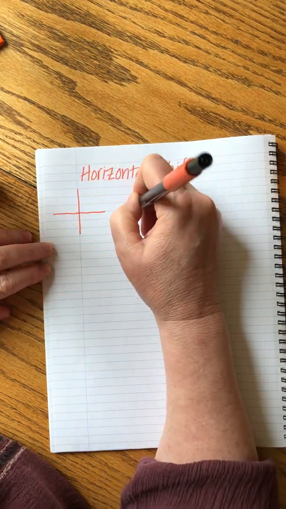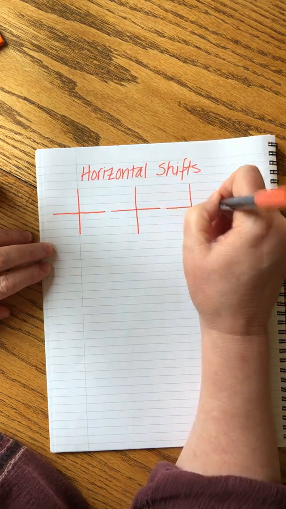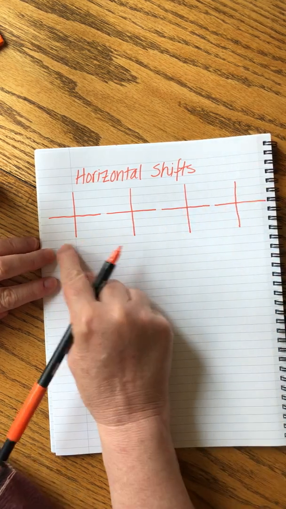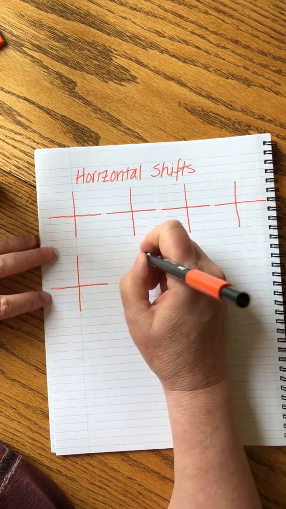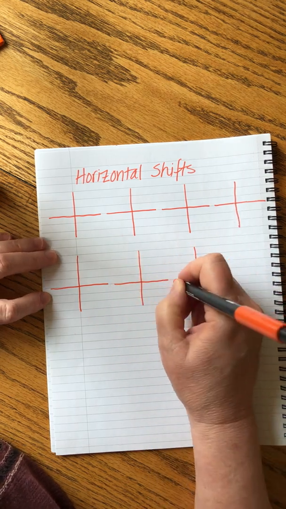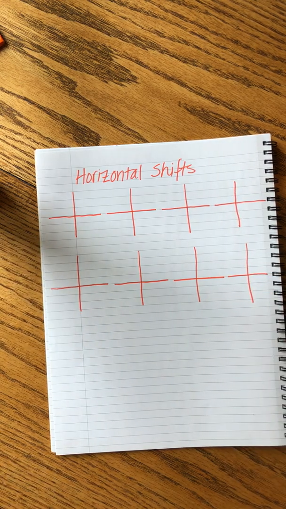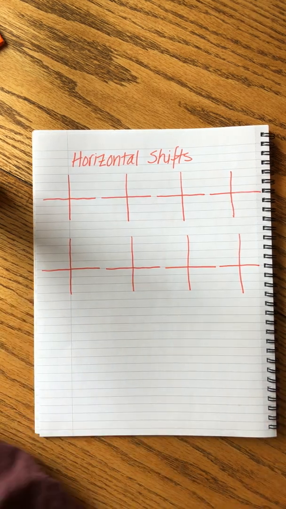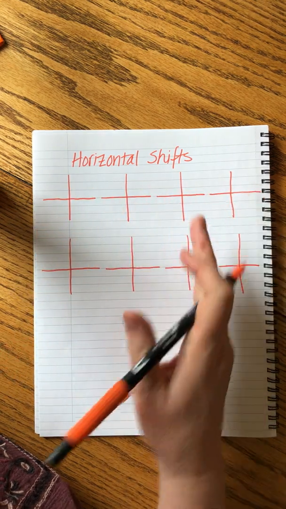Let's make our 4 plus signs again across the page. And again, we're going to make 2 rows of them, leave a little bit of space in between so we can write the functions. There you go. And again, we're doing 2 rows because we're going to shift everybody first to the right and then to the left.